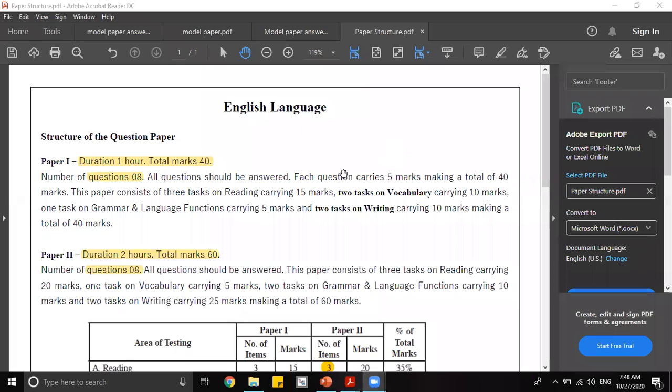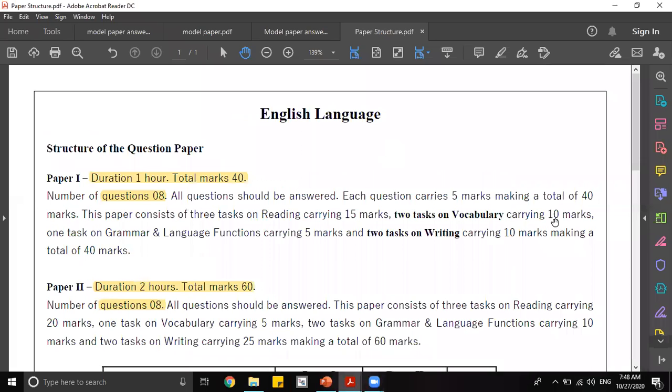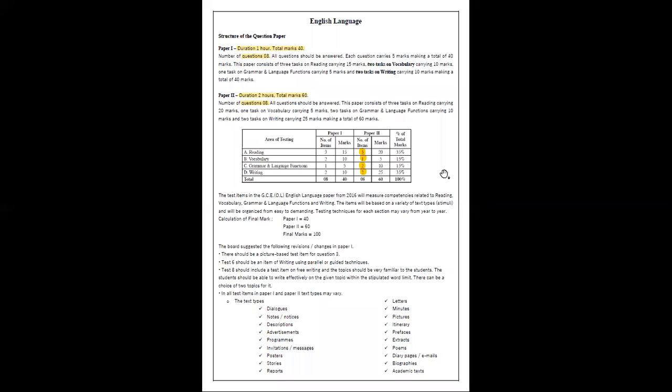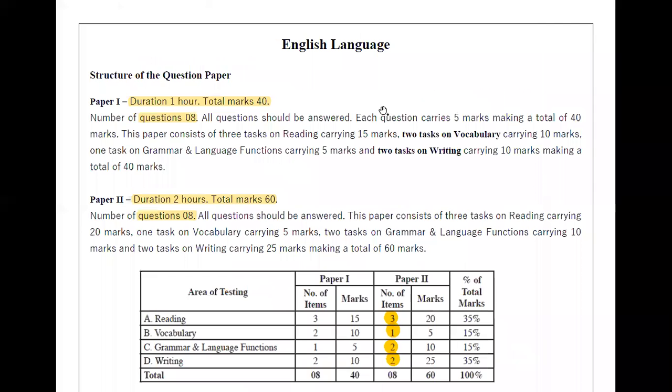It is very simple. What you should do is have a better understanding of what this paper is, how it is made, what questions there are, how many questions, and how you should prepare yourself to face it. Before starting the actual content, I would like to summarize how this English paper is made.